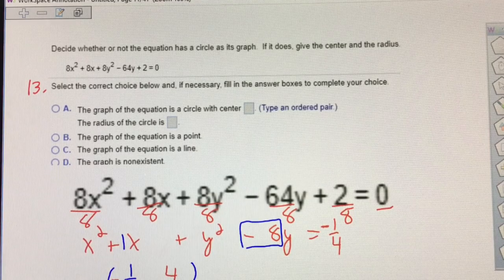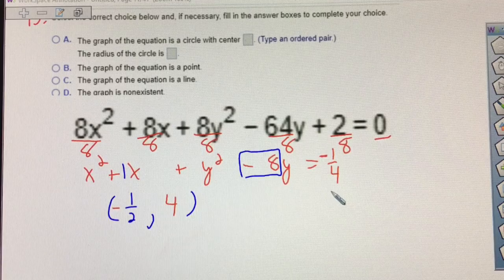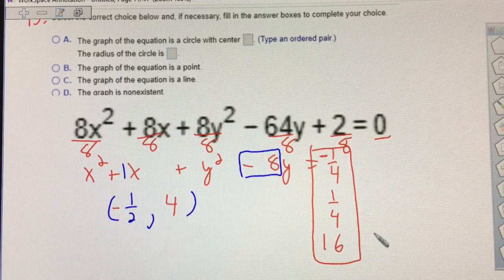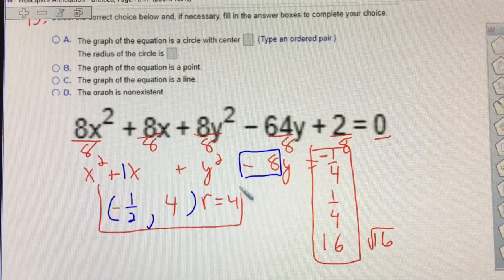And now to find my radius, I take this and I square it. 1/2 times 1/2. Negative 1/2 times negative 1/2 is positive 1/4. And then 4 times 4 is 16. Notice when I add these all up, that's just going to give me 16. So my radius is the square root of 16. And that's my center, and then this is my radius.